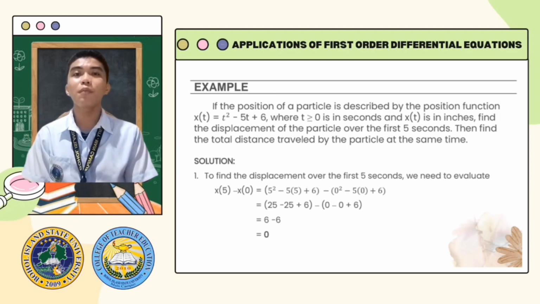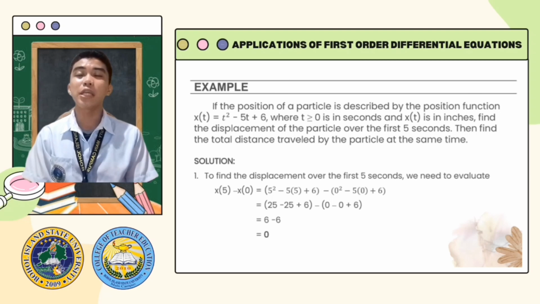The first step is we will find the displacement over the first 5 seconds. So we need to evaluate x of 5 minus x of 0, which is equal to t squared minus 5t plus 6 minus t squared minus 5t plus 6.